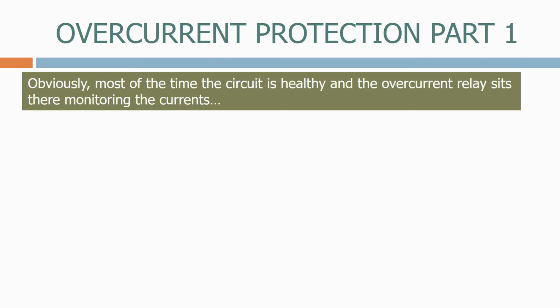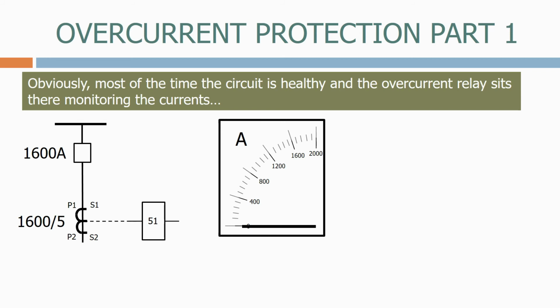Obviously, most of the time the circuit is healthy, and the overcurrent relay sits there monitoring the currents. Here's our feeder from before. Let's set the overcurrent relay to 1.1. Let's now close the circuit breaker. The current on the feeder will now increase. The amount of current depends on the type of load connected to the feeder.